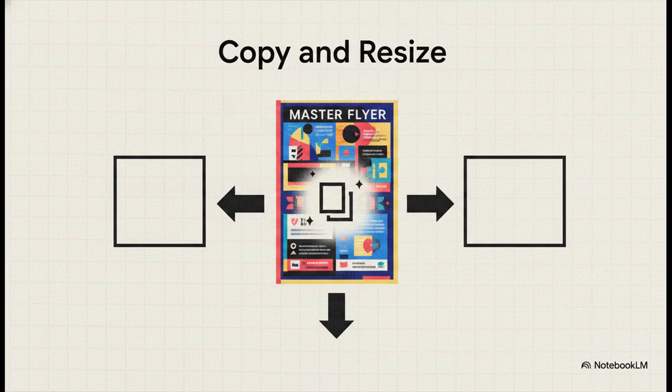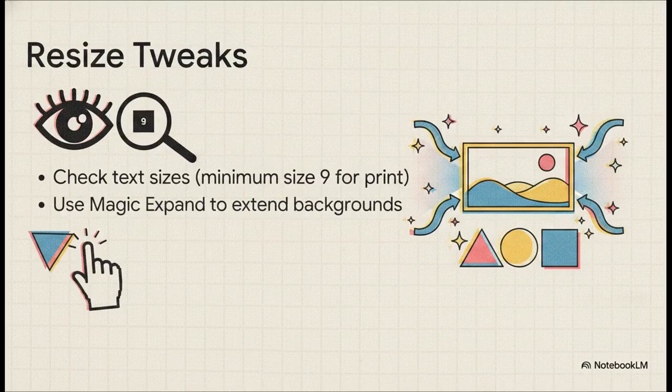perfectly sized variations. Now, I will say, even with these magic tools, an automated resize is rarely perfect on the first try. You always have to double-check the final layout. Like, if you shrink a flyer down to a postcard, check those text sizes. Don't go below a size 9 for print or it'll just be unreadable. If your background image gets weirdly cropped, you can use AI tools like Magic Expand to kind of stretch and blend it seamlessly. And yeah, you'll probably need to manually drag a few overlapping elements around just to make sure they look good in the new aspect ratio.